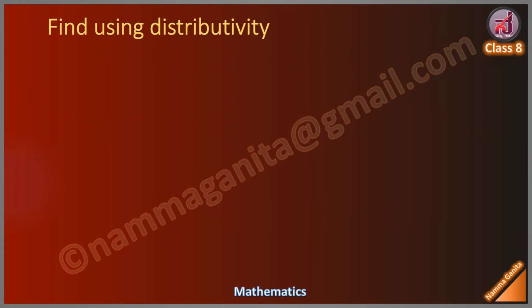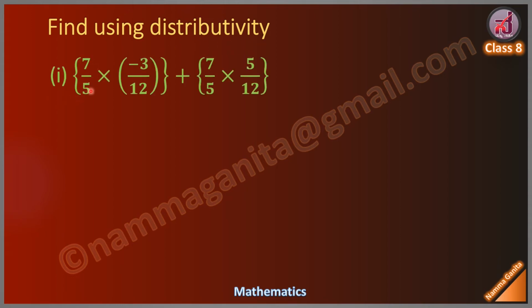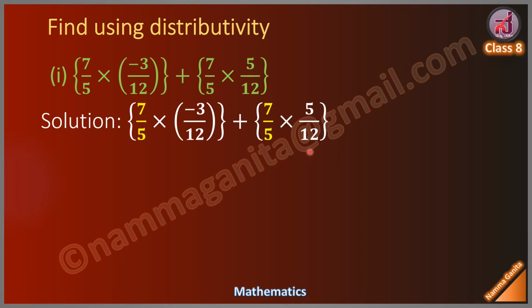Consider one problem. Find using distributivity. First one, 7 upon 5 into minus 3 upon 12 plus 7 upon 5 into 5 upon 12. Observe this problem carefully. This problem consists of two terms.